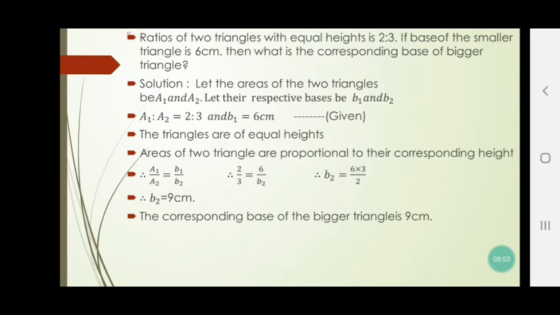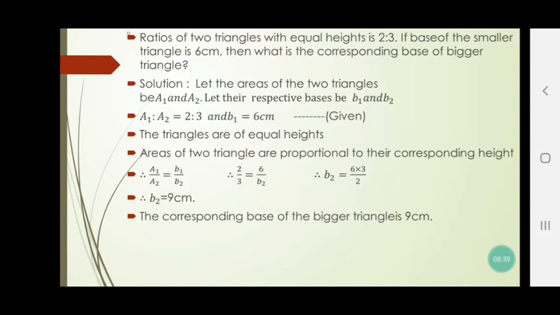Okay. So A1 upon A2 is equal to B1 upon B2. Then substitute the value, that is 2/3 is equal to 6/B2. Cross multiply. So it will be B2 is equal to 6 into 3 upon 2. So B2 is equal to 9 centimeter. So the corresponding base of the bigger triangle is 9 centimeter.